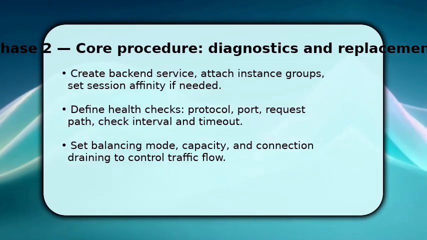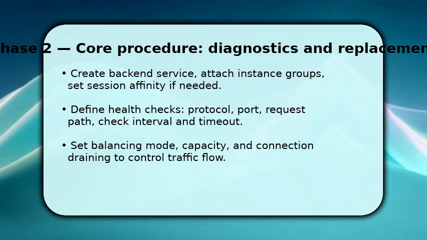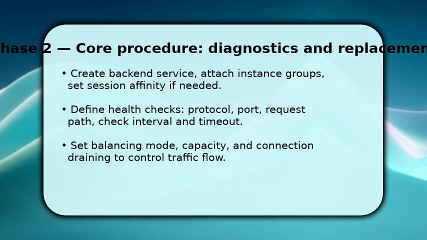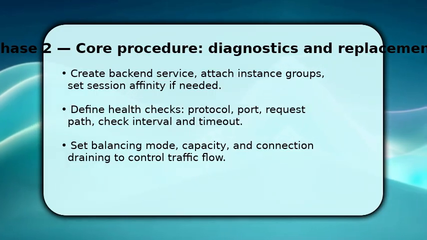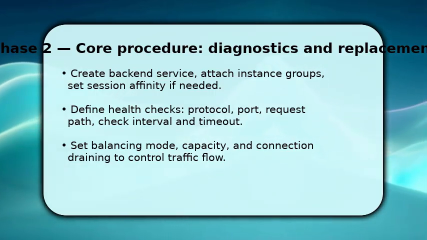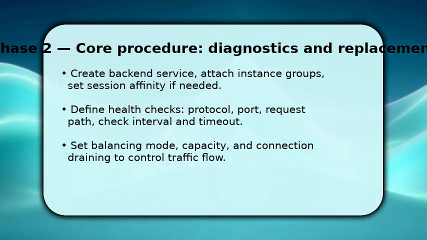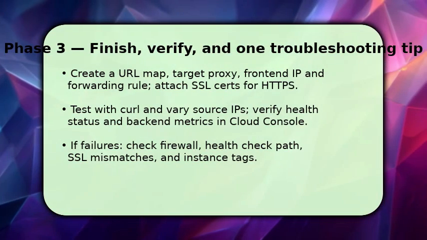Once healthy, tune balancing mode and capacity settings to control how traffic is split and enable connection draining to gracefully finish in-flight requests. Also, add a CDN or Cloud Armor policy if you need caching or WAF protection before creating the front end. Finally, set up the front end.